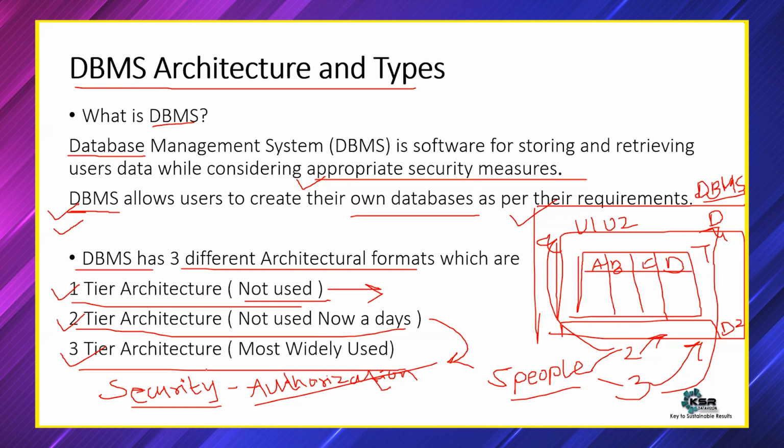Whereas in three tier, he needs to have a library membership, as well as he has to mention that I'm taking certain books for certain period of time. Now that is how the data flows. That is how the architectural format of a database management system is.